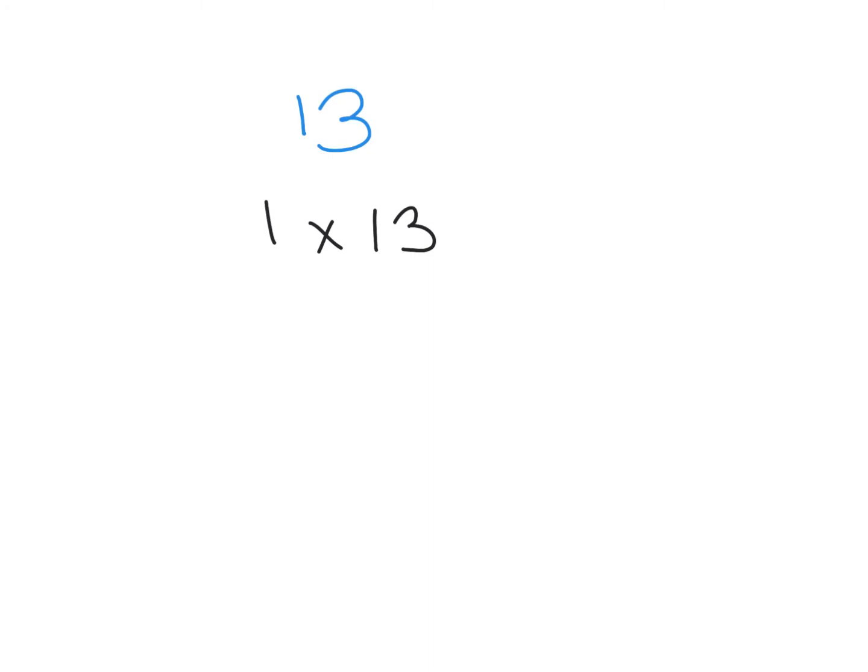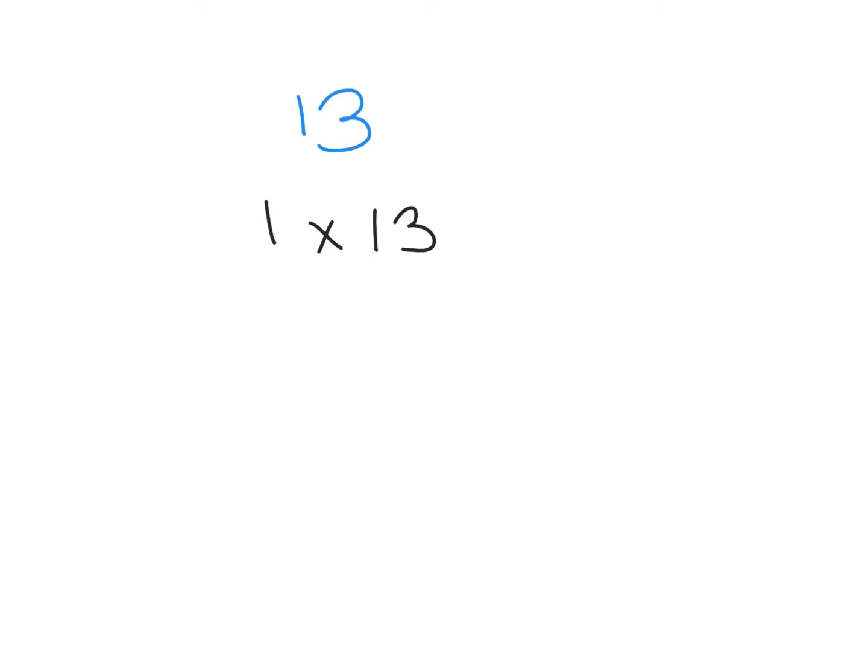I know that I cannot count by 2s and land on 13 because 13 is an odd number. You cannot count by 2s and land on any odd number. So 2 is out. I do need to check 3. So let's see. 3, 6, 9, 12, 15. I skip right over 13, so 3 does not work.